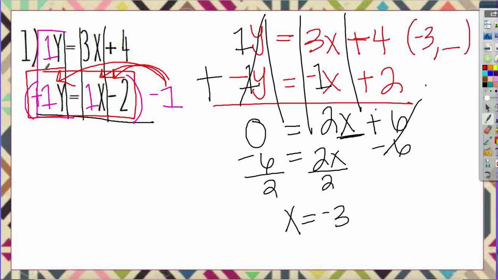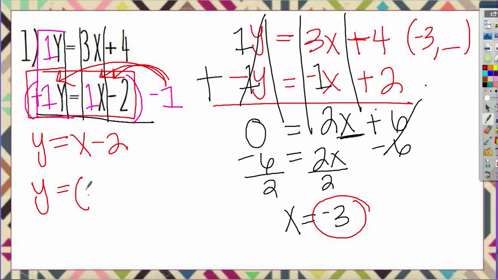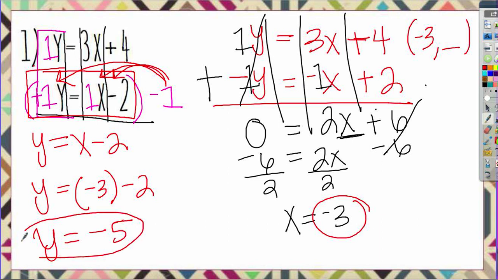It just looks easier. So the second equation was originally y equals x minus 2. I'm going to plug in this value for x. y equals -3 minus 2. I think I said plus earlier. Sorry, that was my mistake. So -3 minus 2, y equals a -5. So now I have an x value and a y value. So the ordered pair where they intersect is the point -3, -5.